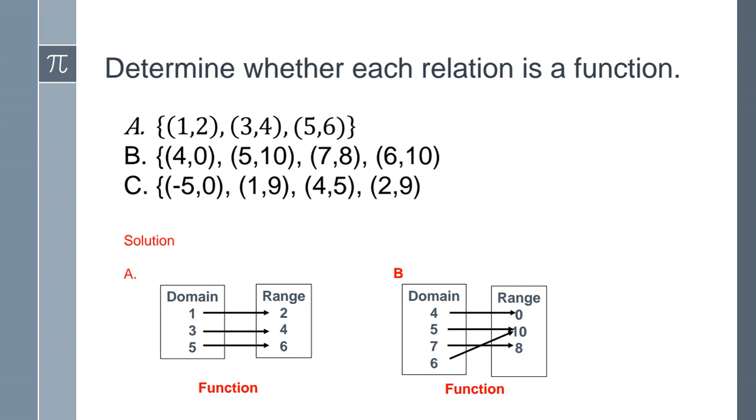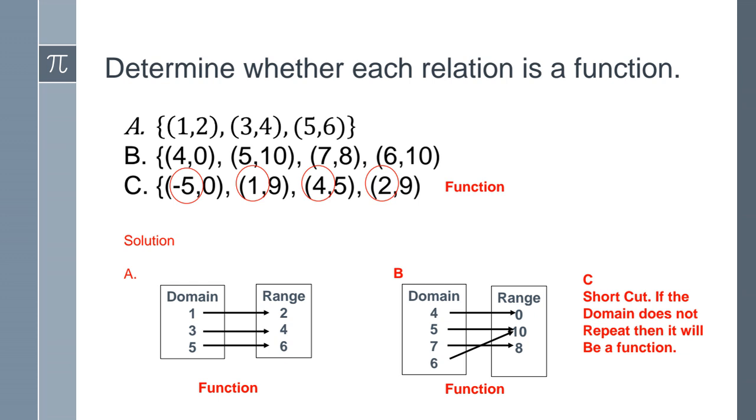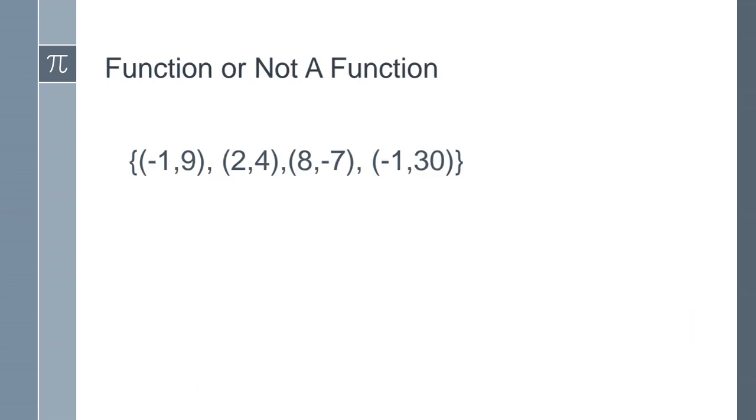But if we look at C here, we have -5 as the domains are -5, 1, 4, and 2. Okay, so these are all different. So these are all with respect to, we don't have any that repeats. So hence, this is a function. Yes. So function or not function.